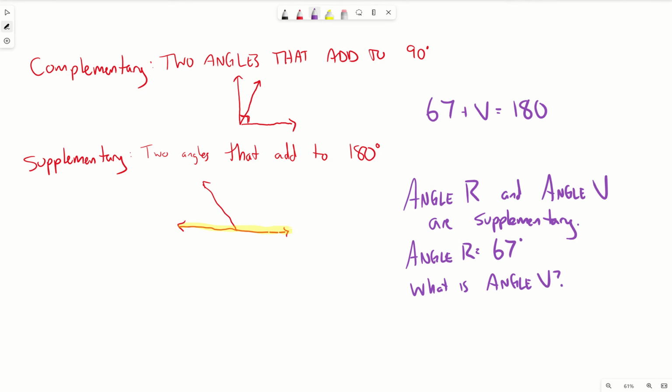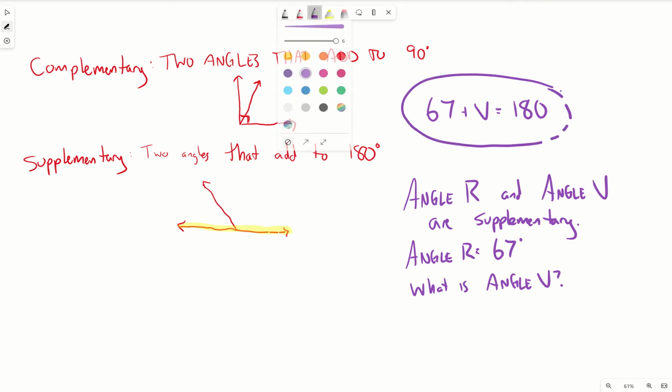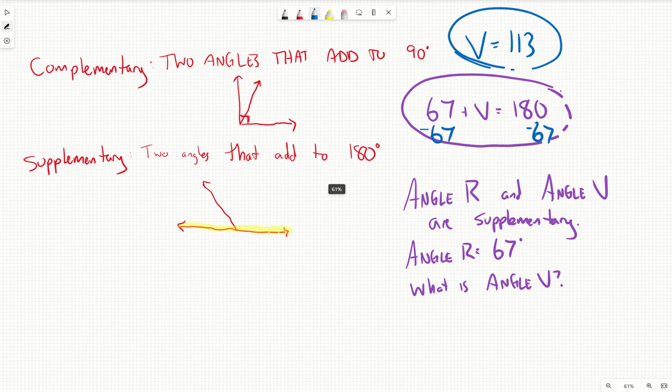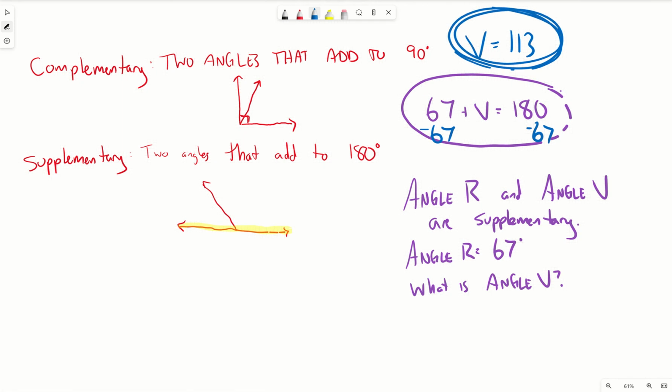And I know that R is 67. Well, this is now just an algebra problem. To get V all by itself, I'm going to minus 67 from both sides. Minus 67. And that's going to give me a grand total of V equals 113. All right, so angle V is 113 degrees because angle V plus this 67 will equal 180.